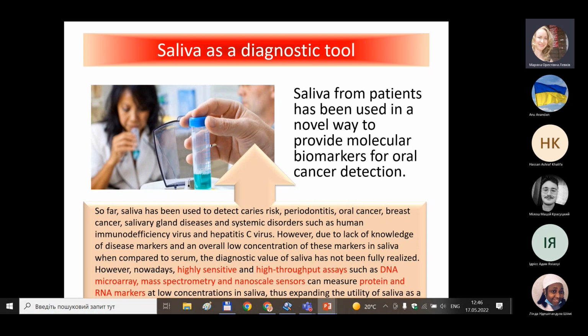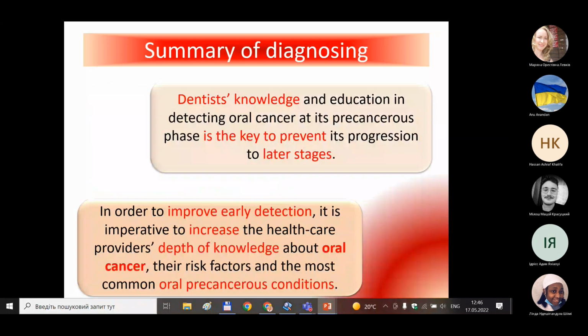However, nowadays, highly sensitive and high throughput assays such as DNA microarray, mass spectrometry, and nanoscale sensors can measure protein and RNA markers at low concentrations in saliva, thus expanding the utility of saliva as a liquid for diagnosis.